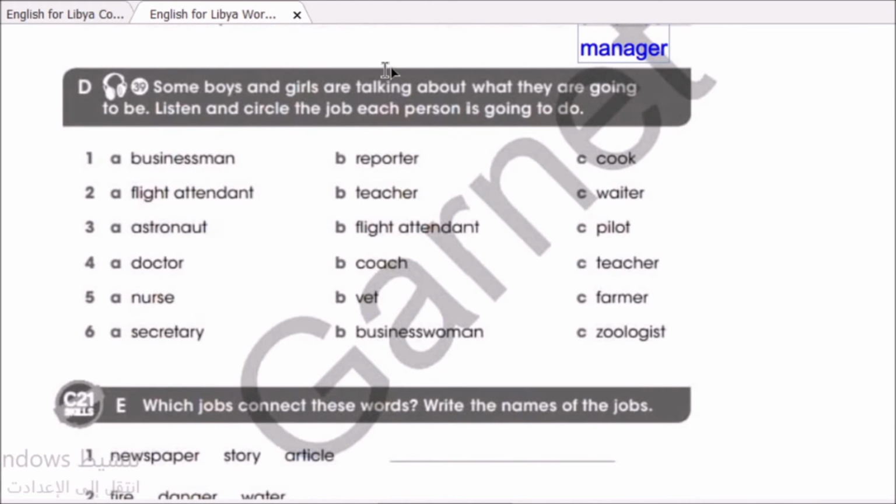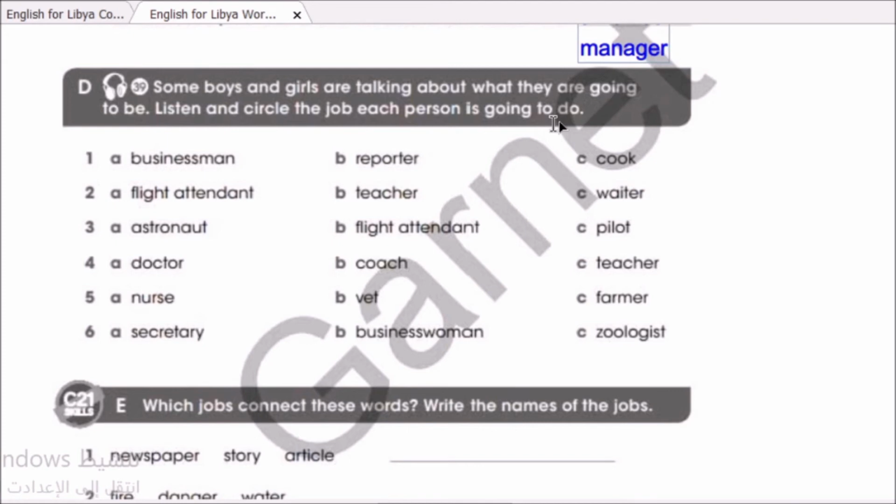Question D. Some boys and girls are talking about what they are going to be. Listen and circle the job each person is going to do. So listen first and then circle the jobs at the same time. When you hear the job, just circle it, okay? We have 6 conversations. We're going to listen to them, okay? And then we're going to check. Let's start.